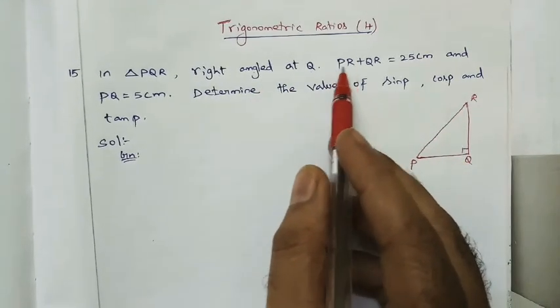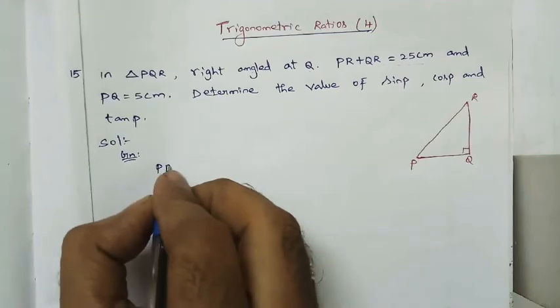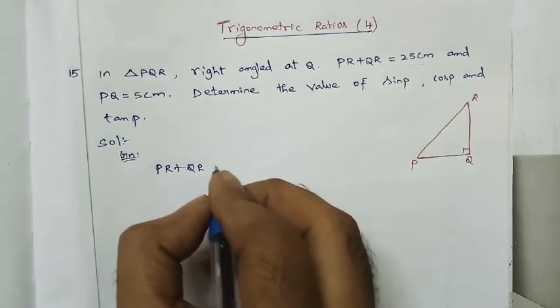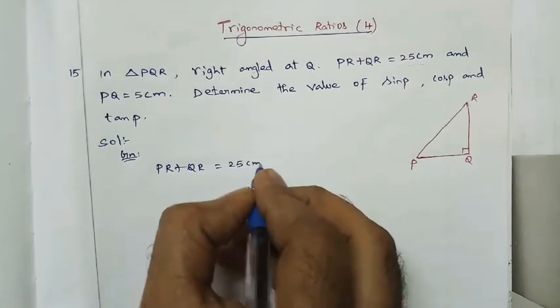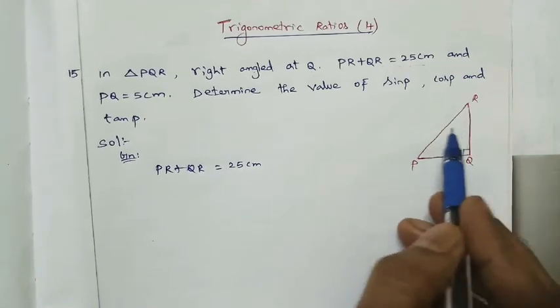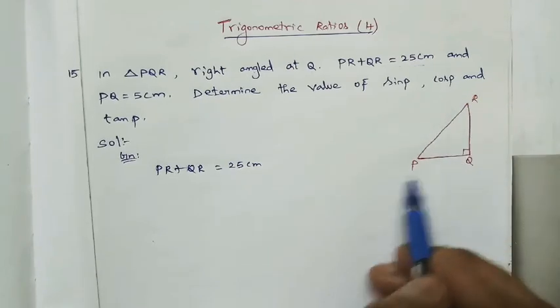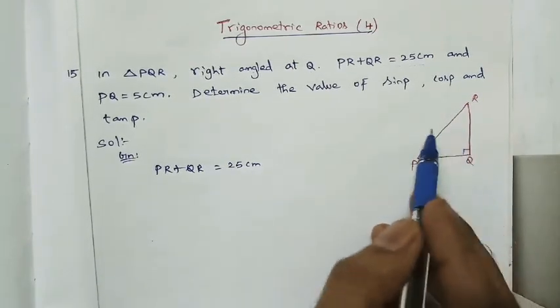And given PR plus QR is equal to 25 centimeter. The length of PR plus QR, both lengths together, is equal to 25, not PR alone or QR alone. They have given the sum of the two lengths.